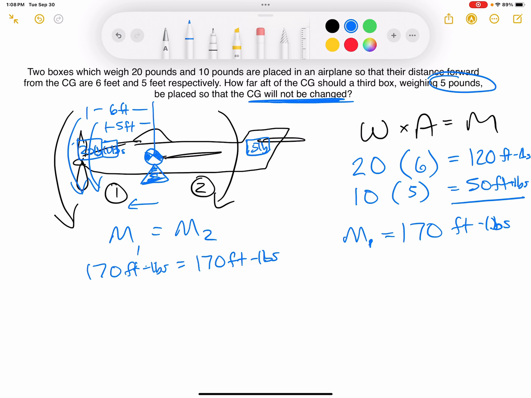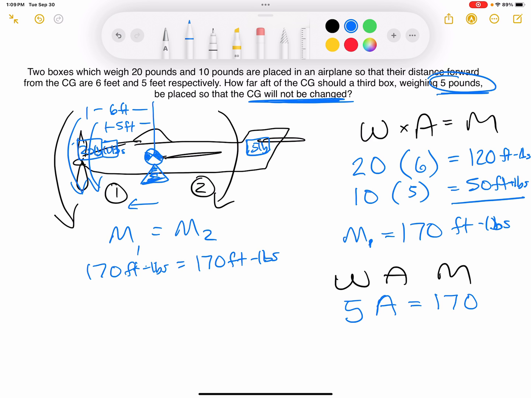Otherwise, there would be some rotation, some tilting happening. But if the moment on this side equals the moment on this side, then it will have a level attitude. Okay, so how can we get moment 2? We're going to go back to our equation, WHAM. What we do know is that the weight of the third box is 5 pounds. What we don't know is the arm. We're trying to find the arm. But we do know that that moment needs to be equal to 170 foot-pounds.